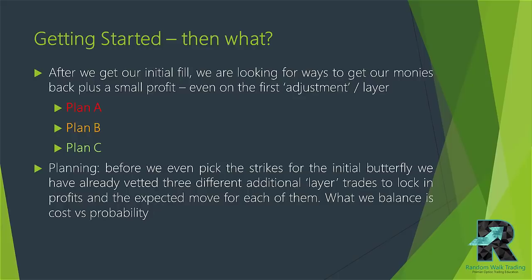And this balances the cost of plan A, plan B, plan C, along with the probability. Because yeah, you can pick a good butterfly, but if any of your plan A, plan B, or plan C, your 3 adjustments per se, doesn't pull enough credit, you could potentially lose money if it doesn't land inside the butterfly. And what we're trying to do is to get our money back as quickly as possible. And roughly 2 to 4 days max is what we're trying to shoot for.